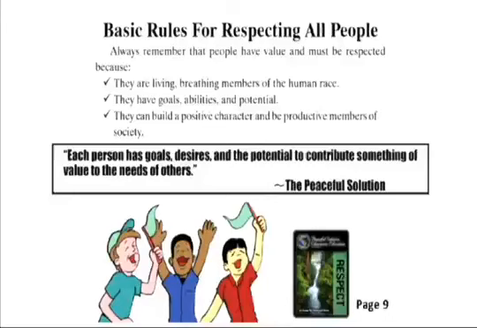Back to the slide, it says, each person has goals, desires, and the potential to contribute something of value to the needs of others. The peaceful solution. So everybody on this earth has that potential, whether we can see them or whether we can't, doesn't matter. Remember that. So remember the 3 basic rules of respect for all people on page 52 before we stop tonight. It's be polite and courteous, recognize the value and worth of all people, and accept that people are unique and have different beliefs and values. And that's okay.